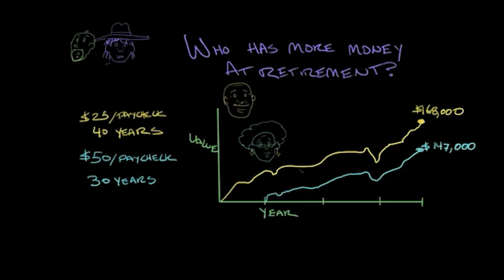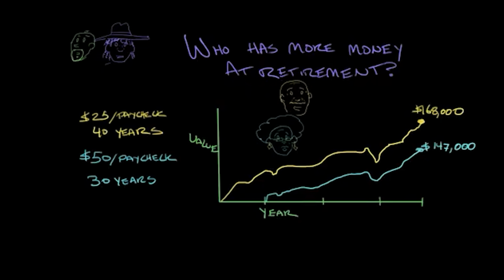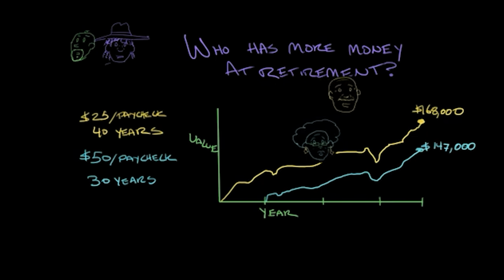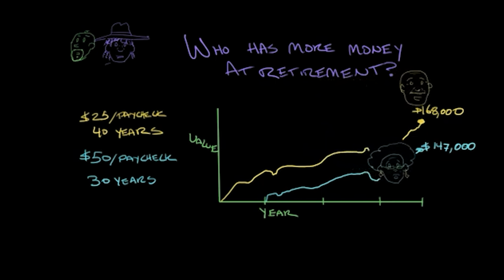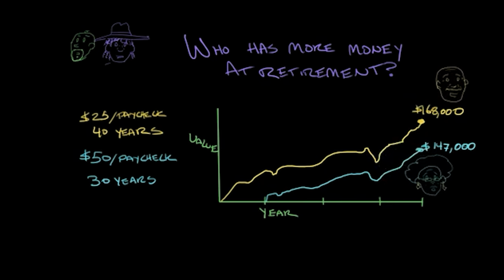So even though Miguel was contributing less money, his money was working for him all of those 10 years, and it kept on compounding on top of each other. So even though Miguel contributed less overall, that first 10 years really started adding up. And before he even knew it, he had increased his nest egg significantly.